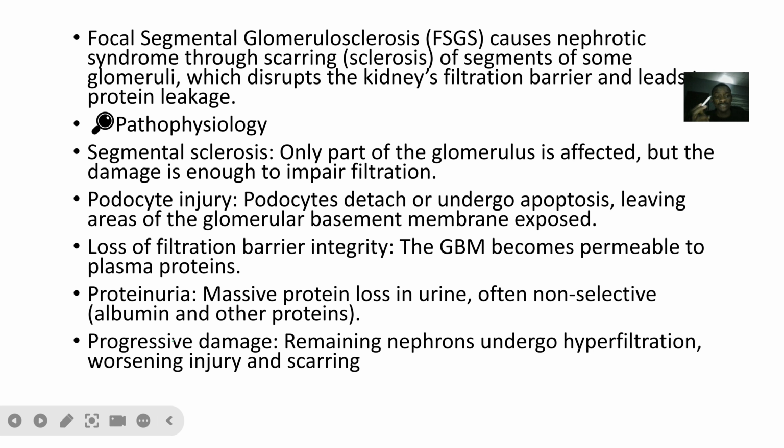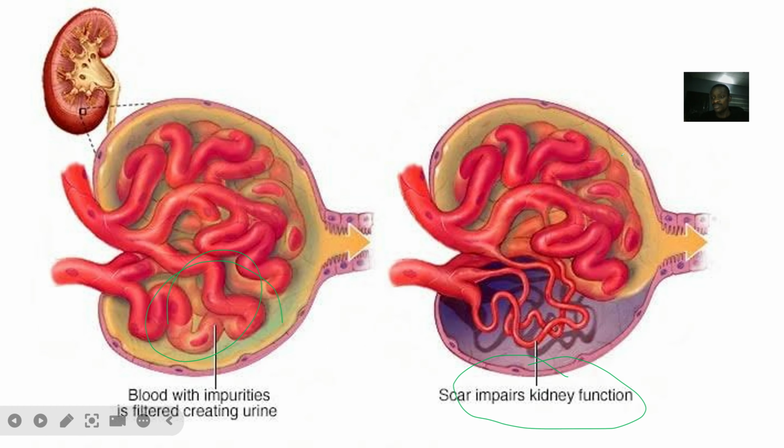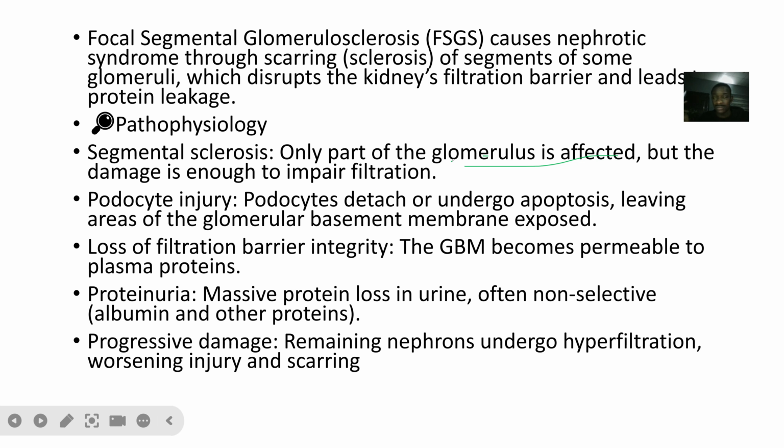So, pathophysiology: there's segmental sclerosis. So only part of the glomerulus is affected, but the damage is enough to impair filtration. Segmental, so to say, is not all of the glomerulus, but of course a part of it is affected. Do you understand? So there's podocyte injury. Podocytes detach or undergo apoptosis, leaving areas of the glomerular basement membrane exposed.